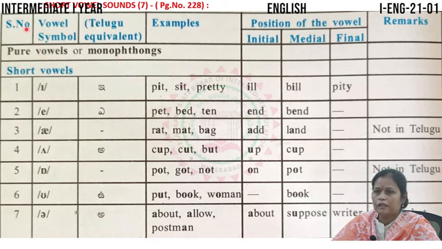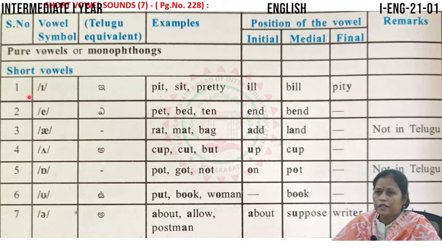This is the vowel symbol, and this is the Telugu equivalent symbol. These are some examples. And this is the position of the vowel, meaning where this sound is coming: initial is the beginning of the word, medial is in between, final is at the end. So this way this chart has been prepared for you.